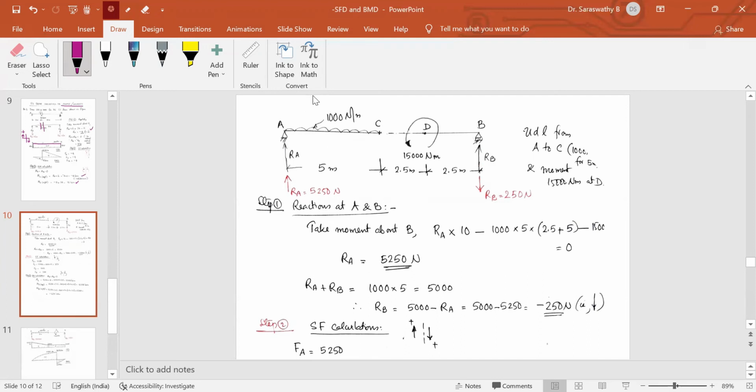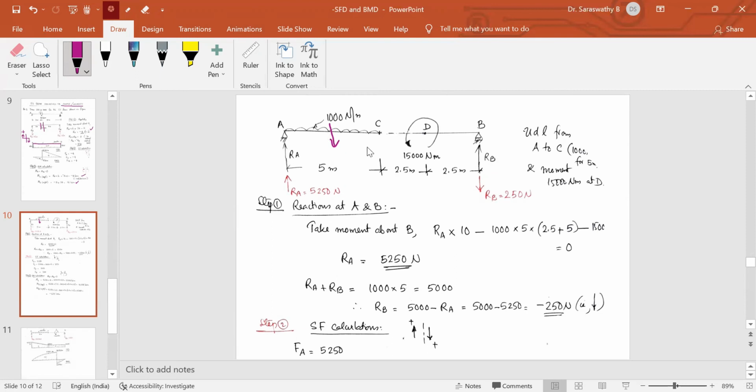So RA into this distance, 5 plus 5, 10. RA into 10 clockwise moment. This 1000, total load will be 1000 into 5, 5000, that is assumed to be acting at its center. So this distance is 2.5. So up to B, the total distance will be 7.5, 2.5 plus this 5. So this produces anti-clockwise moment.